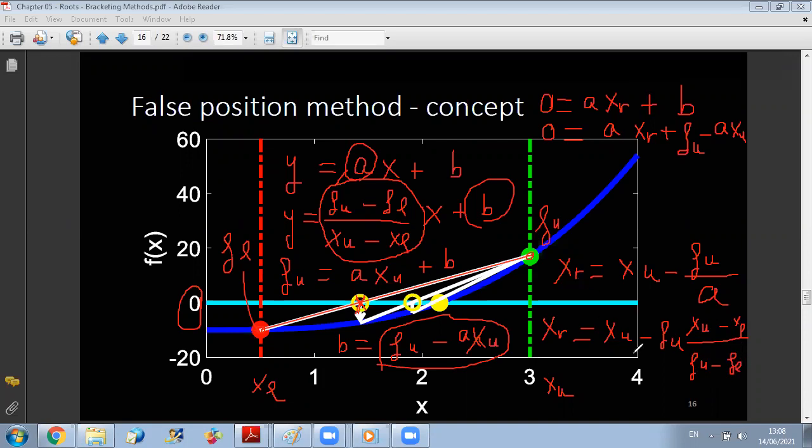So now, if you want to use the false position method, what will be your new interval? I will use this formula to compute xr. Let us do it in this example. What is x upper? In this example, x upper is 3. So xr is equal to 3 minus. What is f upper? At point 3, the value of f upper is 20. So it's minus 20 times.